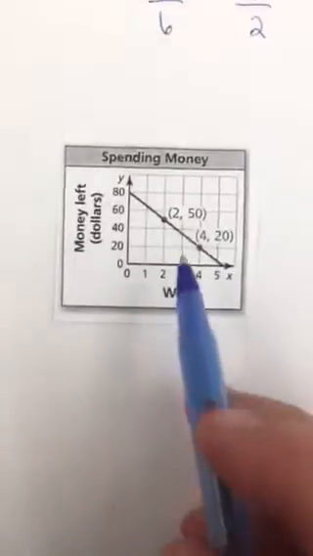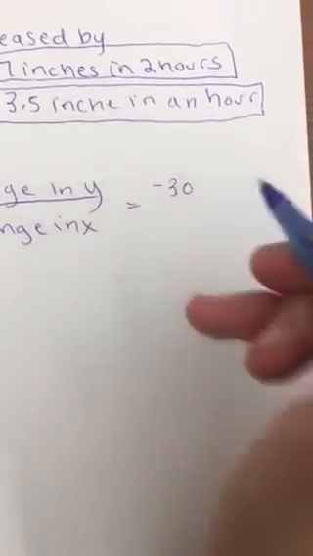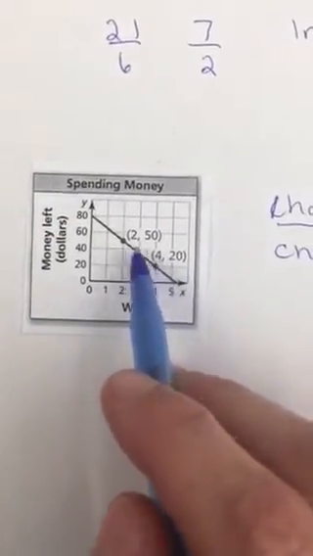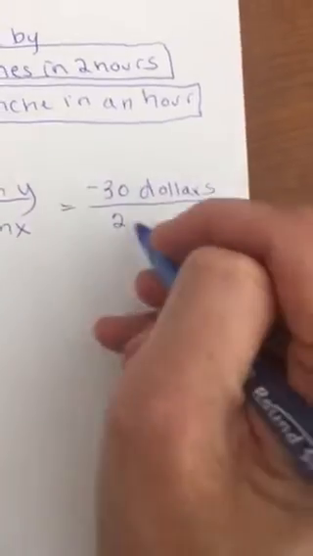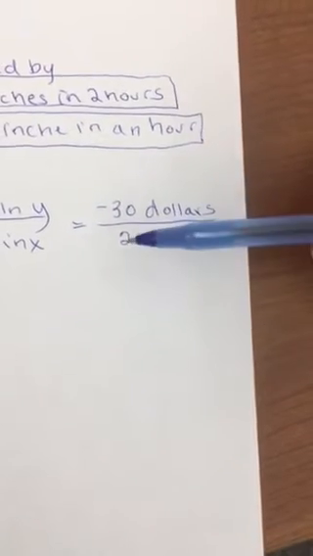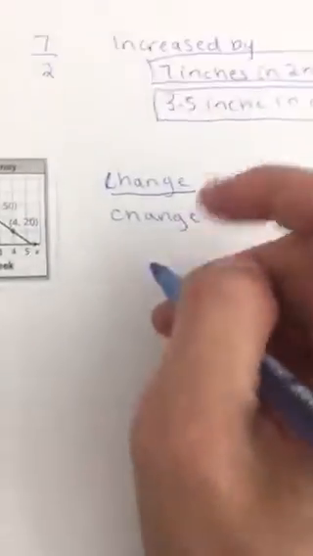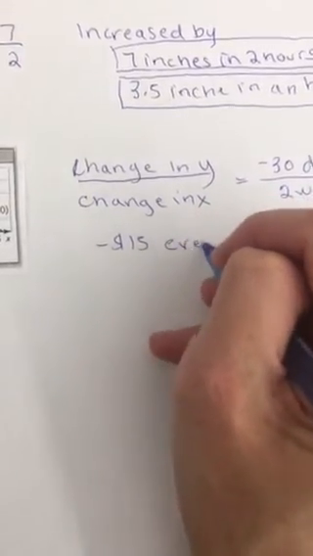So in this case, my money has decreased by $30. And because we're talking about a decreasing situation, I'm going to put a negative 30, and I could write dollars. And then when has that happened? Over a period of 2 weeks, because the x values have changed by 2. So negative $30 in 2 weeks. Therefore, my rate of change is down $30 every 2 weeks. I can also write this as a unit rate. It's gone down by $15 every week.